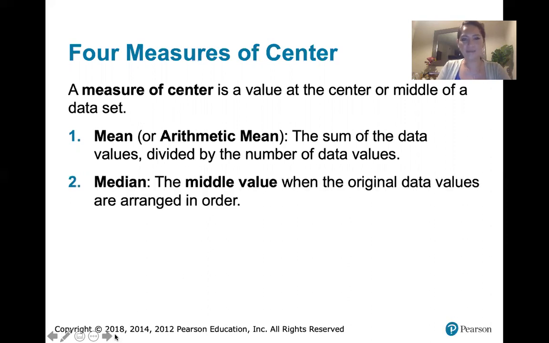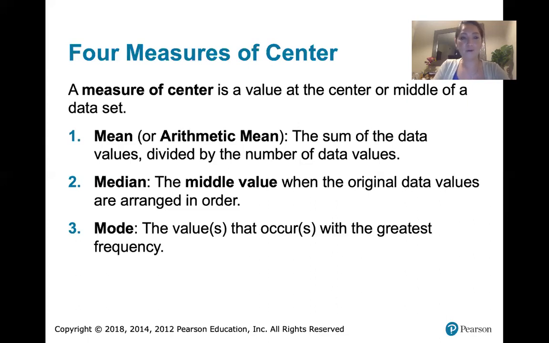Then we have the median. This is the middle value when the original data values are all arranged in order. So you literally put them on a list, and if there are an odd number of them, you pick the number in the middle. If there are an even number of values, you pick the 2 numbers in the middle, and you calculate the mean of those 2 numbers in the middle, and that's the median. Half of the values are above the median, half of the values are below the median.